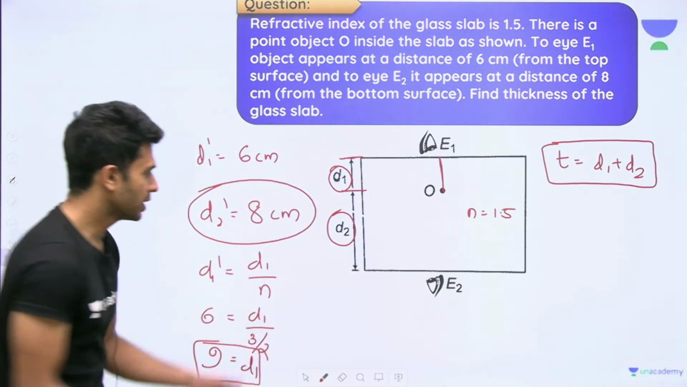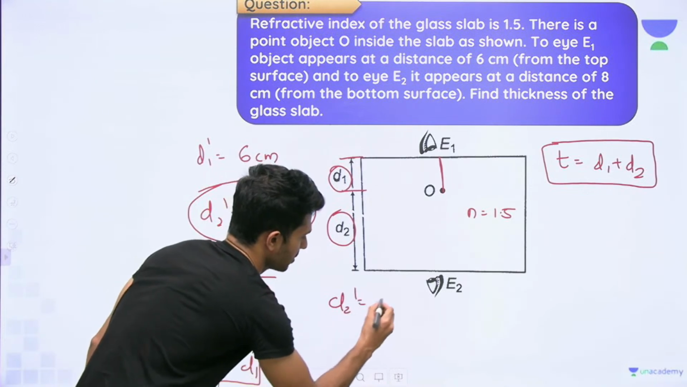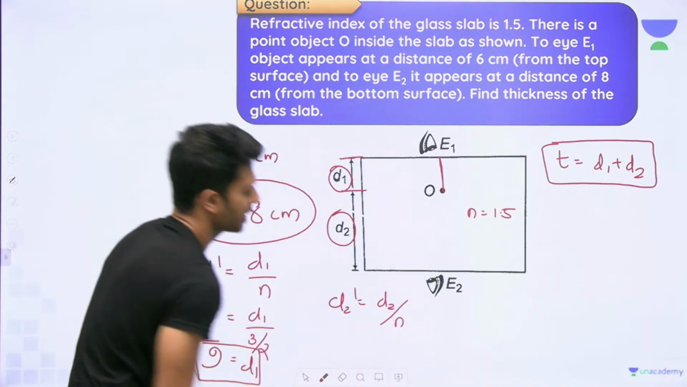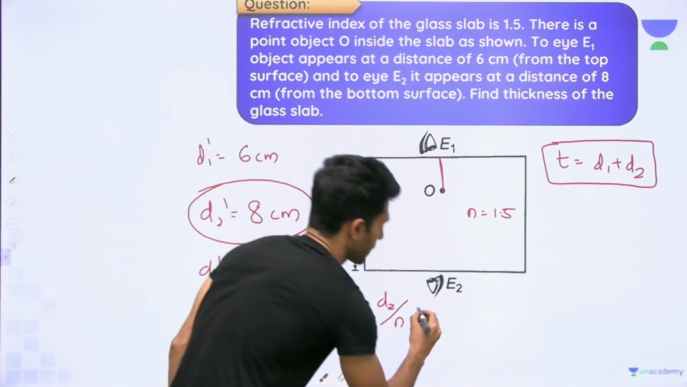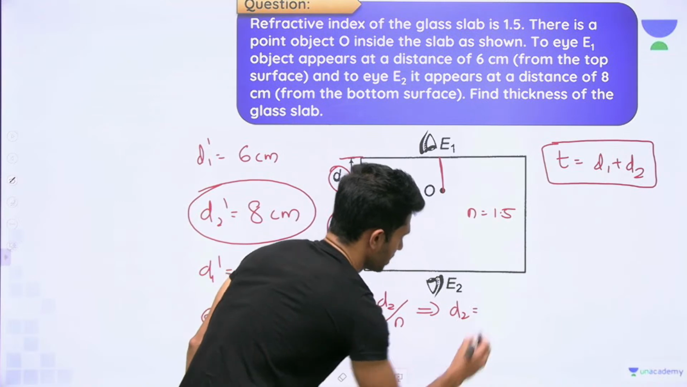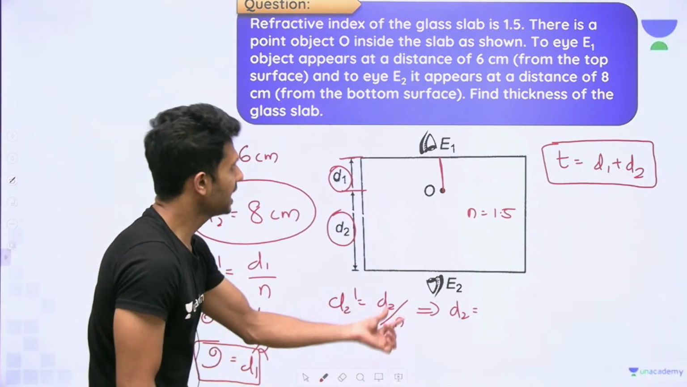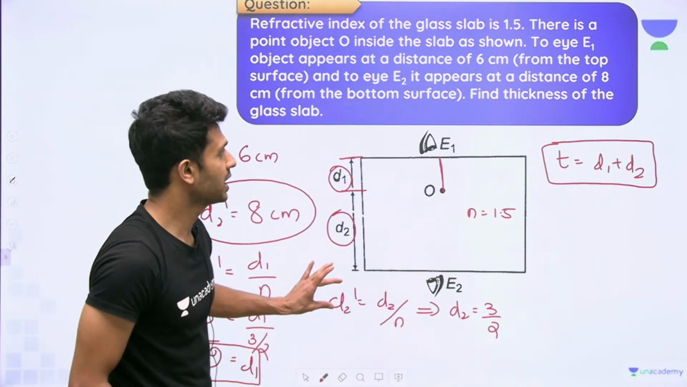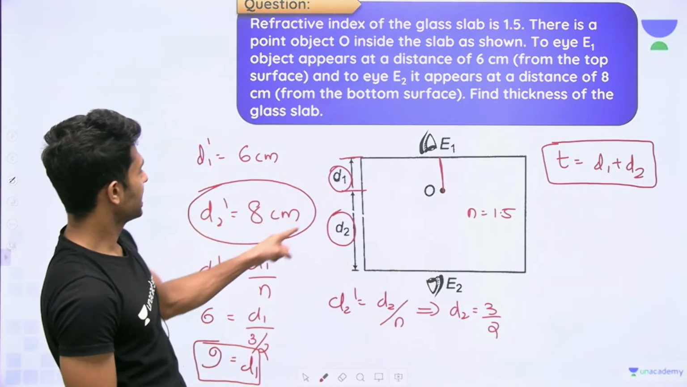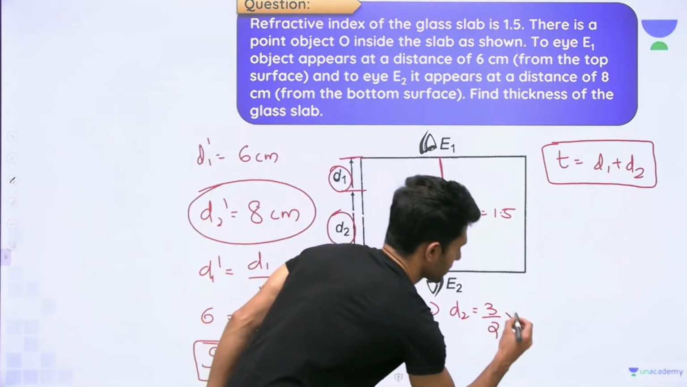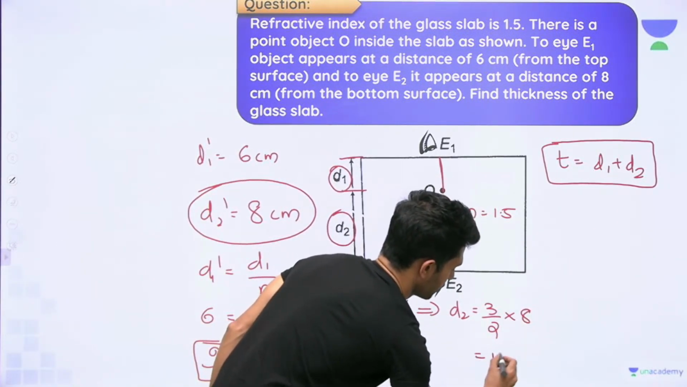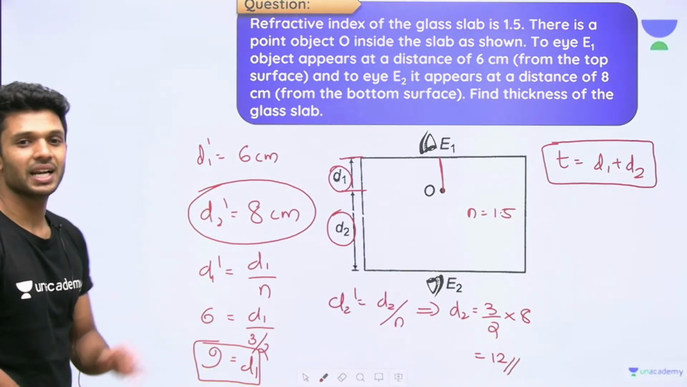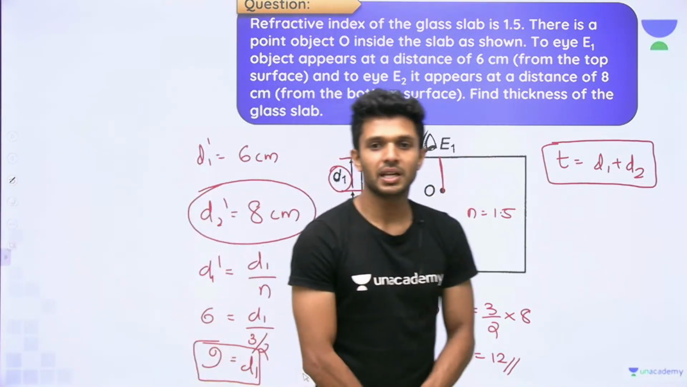D2 dash is given. The formula for D2 dash is the same: the actual depth on the other side, D2, divided by the refractive index. Substitute. So D2 is equal to N times D2 dash. N is 1.5 or 3 by 2, and D2 dash, the apparent depth on the second side, as you can see, is 8. So 8 by 2 is 4, and 4 3s are 12. We got D2 and D1, so we will get T also.